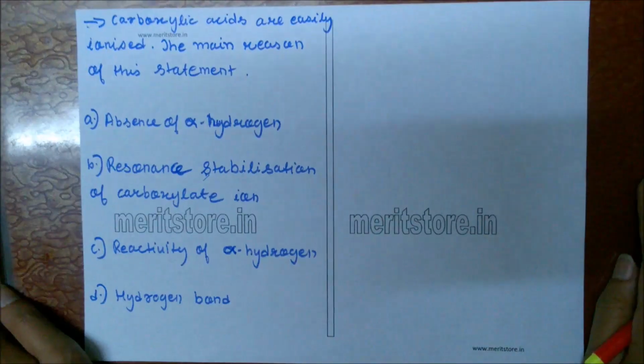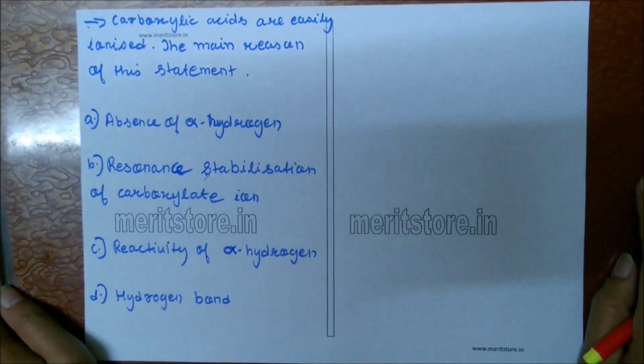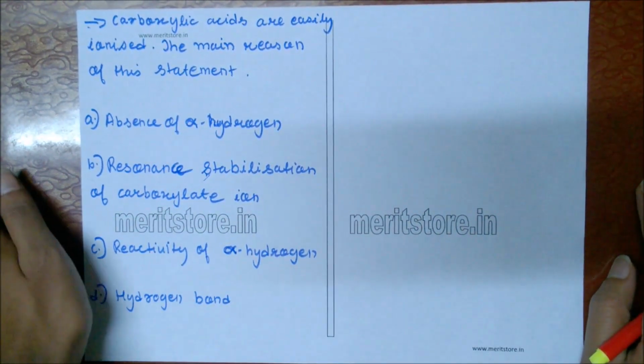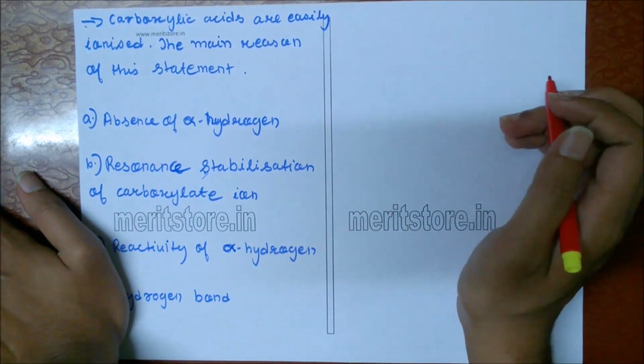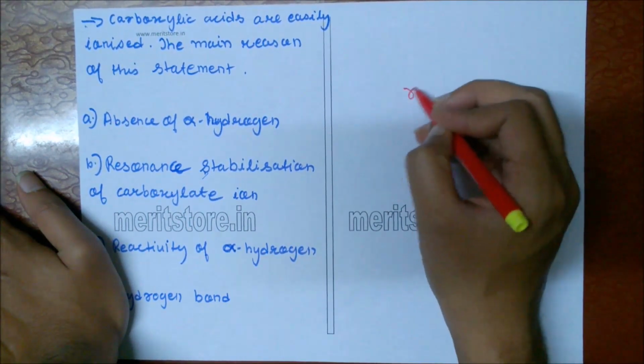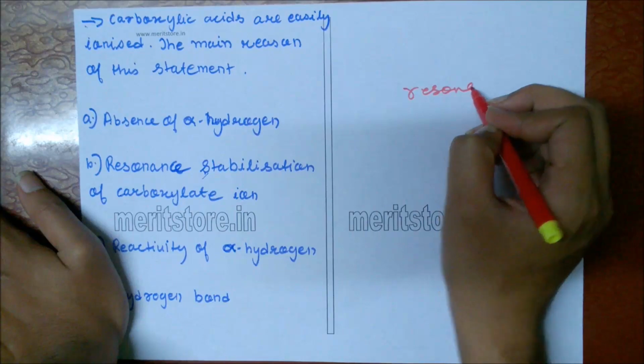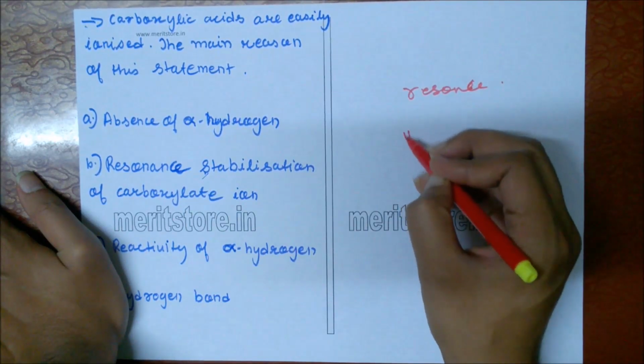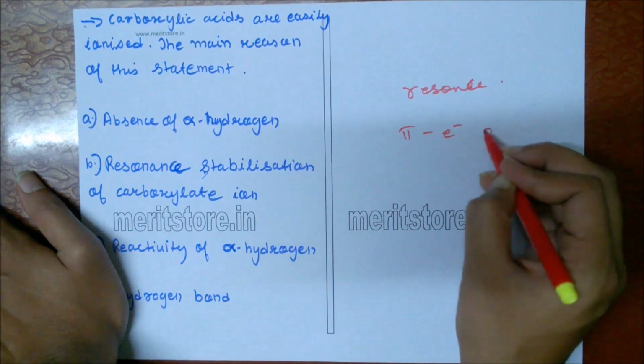Carboxylic acids are easily ionized. The main reason for the statement is: A absence of alpha hydrogen, B resonance stabilization of carboxylate ion, C reactivity of alpha hydrogen, D hydrogen bond. Carboxylic acids are easily ionized because there is resonance in the carboxylate ion due to pi electron shifting.